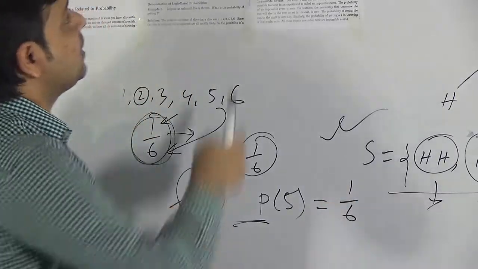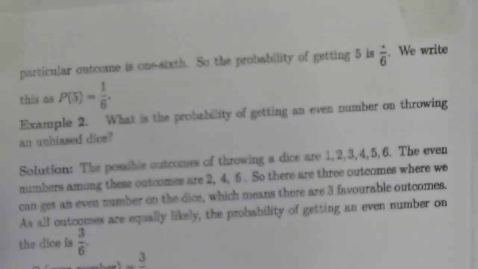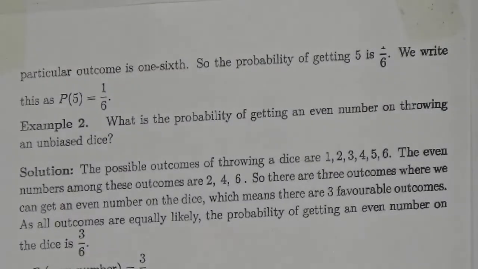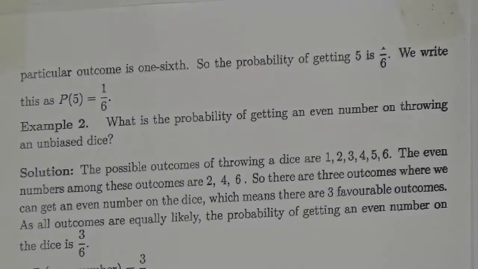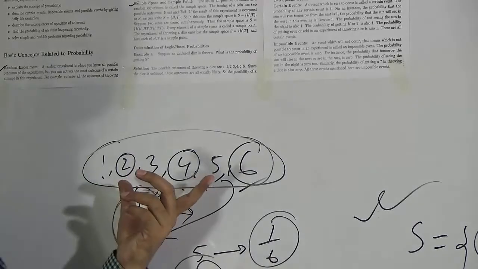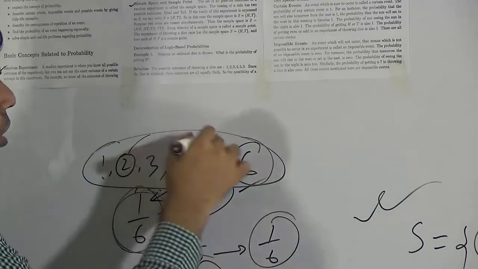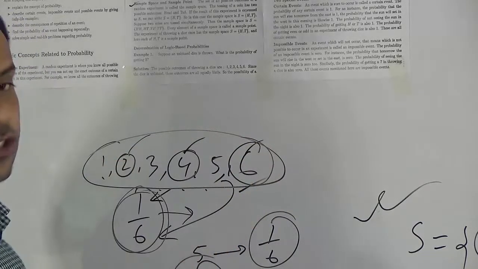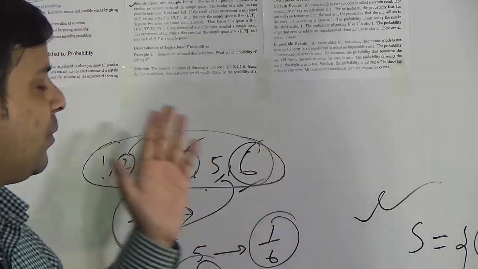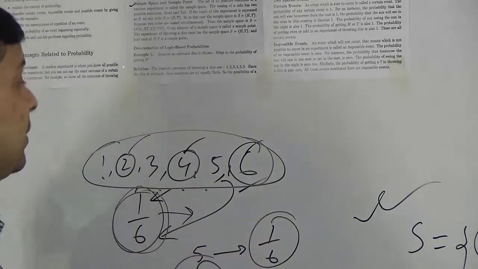Okay dear students, now see example 2. What is the probability of getting an even number on throwing an unbiased dice? If we throw an unbiased dice, total outcomes will be 1, 2, 3, 4, 5, 6. And here even numbers are 2, 4 and 6. So the number of favorable outcomes is 3, as there are 3 favorable outcomes here: 2, 4, 6.